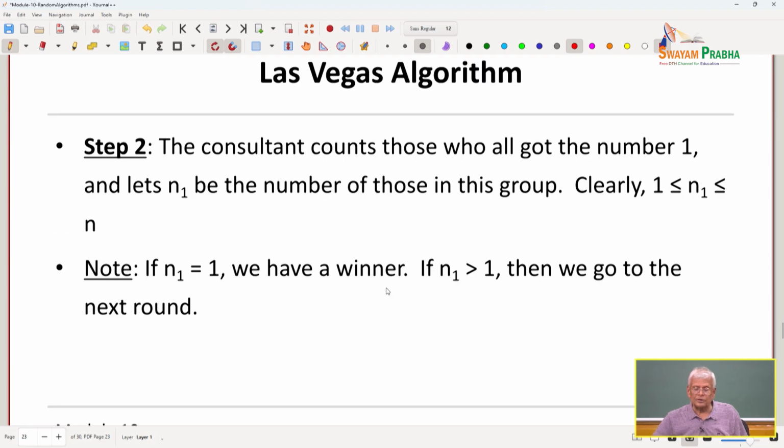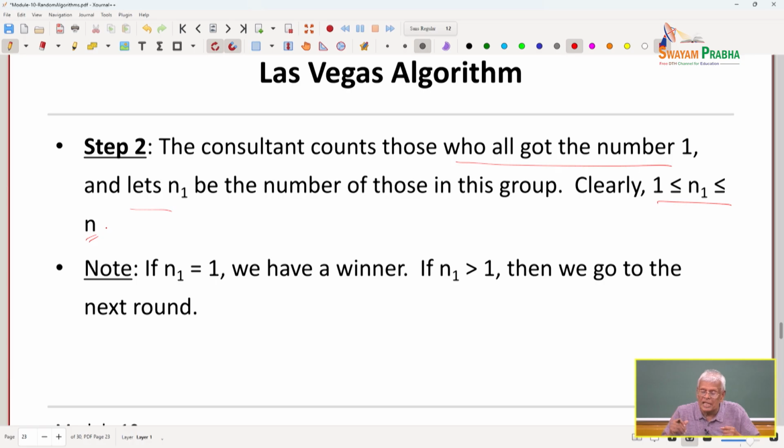In step 2, the consultant counts all those who have gotten 1. Let n1 be the number of people in this group. Clearly, the least value n1 can take is 1, and the maximum value n1 can take is n. So let us consider: if n1 is 1, at the end of the first round I have conducted the election, I have chosen the mayor. If n1 is equal to n, no one got 1, so I have to repeat.